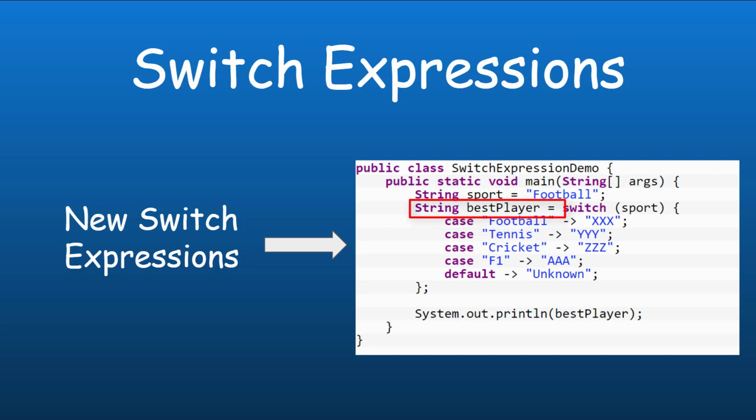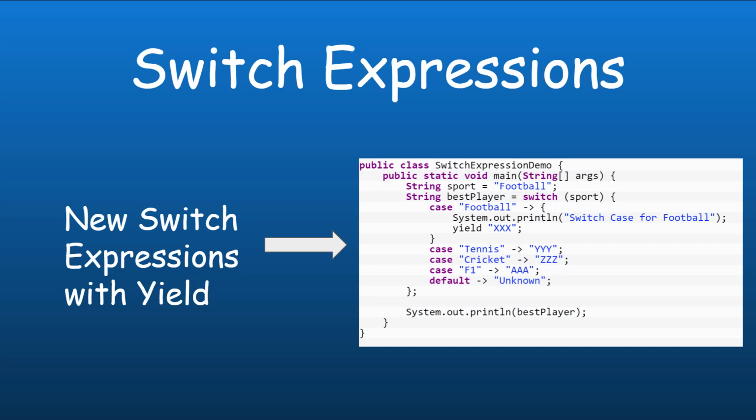We also have the possibility to execute multiple lines of code for every case declaration. In that case, we will use a code block, and to return from that block, we will use a keyword called yield, which returns the value from the switch expression. Now let's go ahead and have a look at the code examples for this feature.